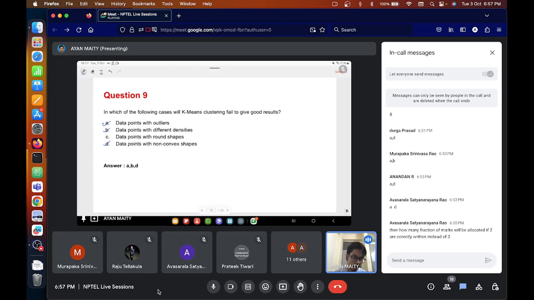Satya Narayana Rao asks, how much fraction of marks will be allocated if 2 are correct instead of 3? Yeah, in the case of assignments you get marks proportionally. If you mark 2 correct answers out of 3, you possibly get 66% of the marks for that question. I think that's how it works. But in the case of final exams or something, I'm not sure. In the case of assignments, it might be true. You can check in the portal itself in the assignments.